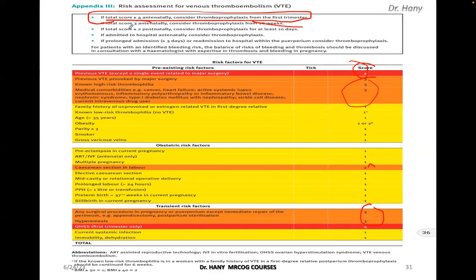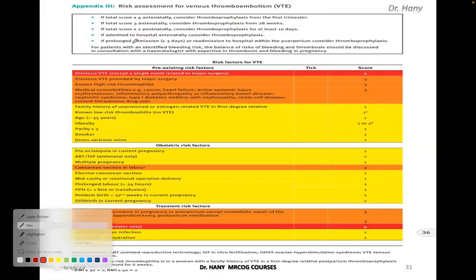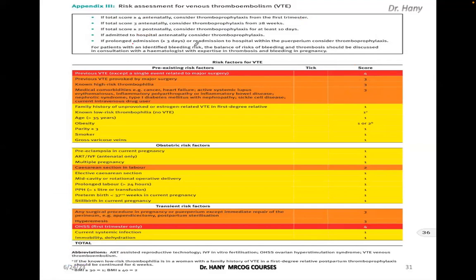Score 2, except for what we have discussed, which is the family history of thrombophilia plus low risk thrombophilia, or family history of DVT. If the patient is admitted antenatally, consider thromboprophylaxis. Any admission antenatal, she is pregnant, consider thromboprophylaxis. If prolonged admission of more than 3 days, or readmission to the hospital, or in preterm, consider 10 days. Okay?